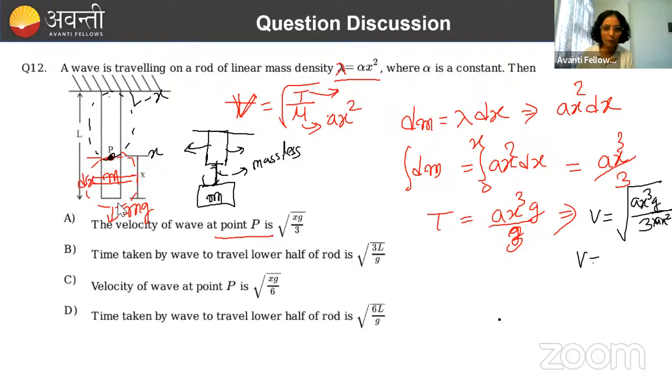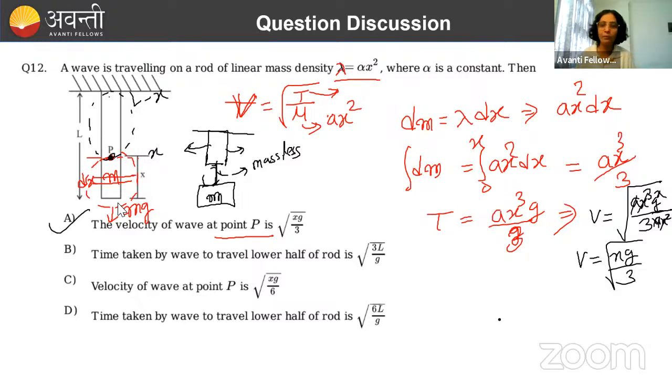So what value you are going to get? x square will cancel, a will cancel, here x will remain, xg by 3. Now this is done. Okay, so xg by 3 we are getting. Velocity at point P is this.